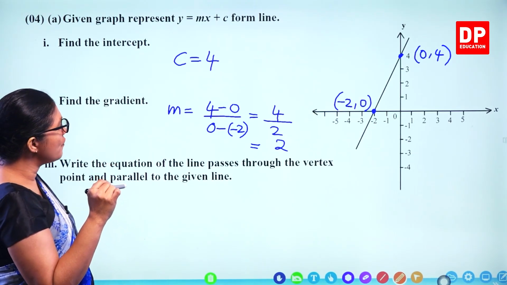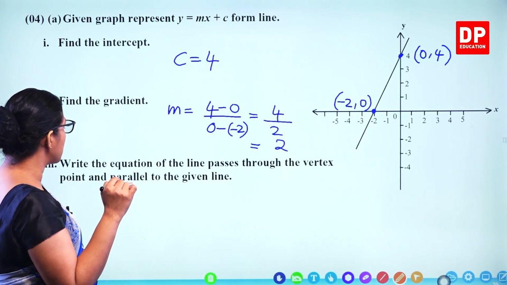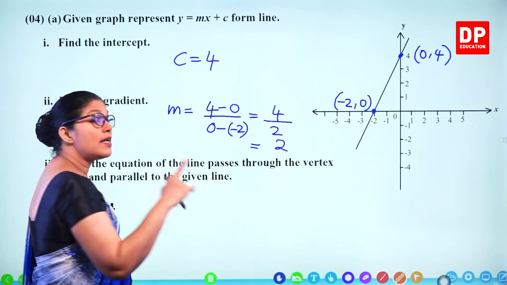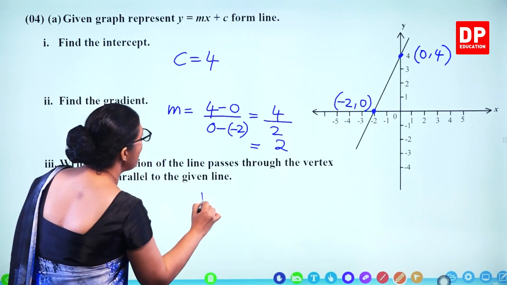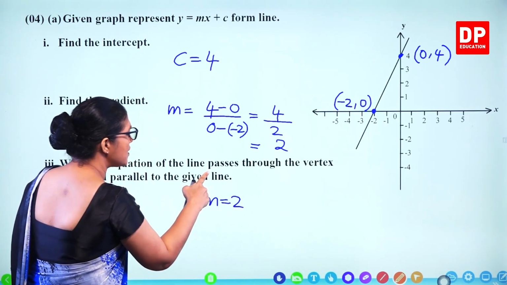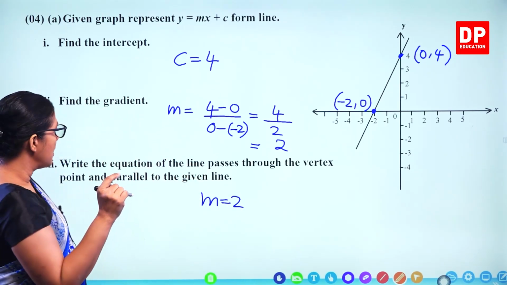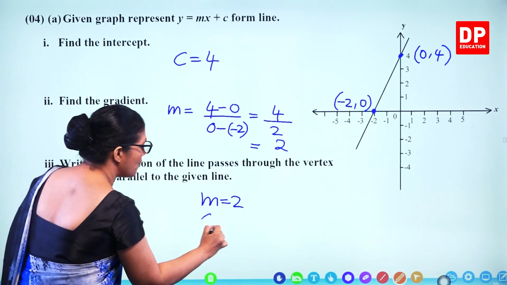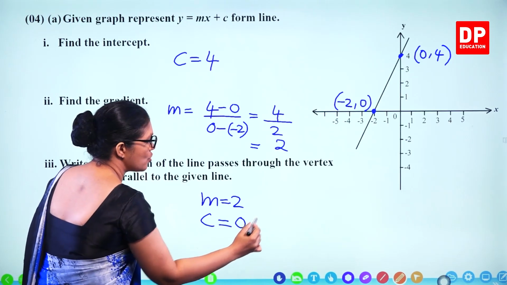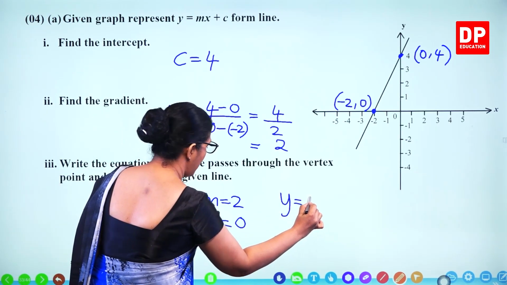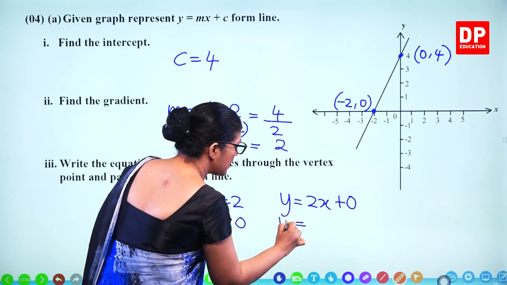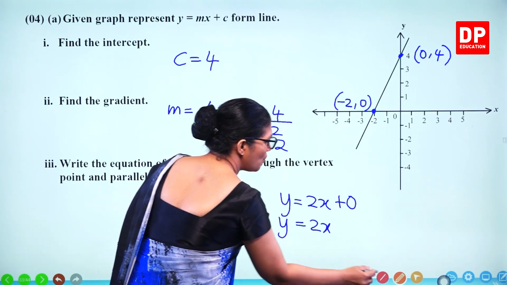Write the equation of the line that passes through the vertex point and is parallel to the given line. Parallel means same gradient. So m is 2. Passes through the origin, passes through the vertex point. That means 0, 0. The intercept is 0. So what's the equation? y equals 2x plus 0, or you don't need to write 0. y equals 2x.